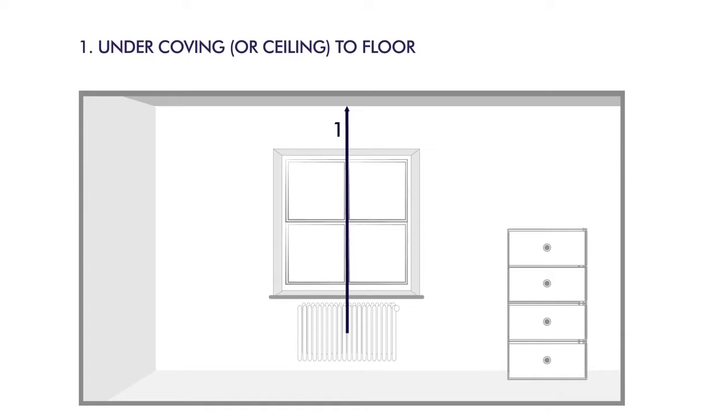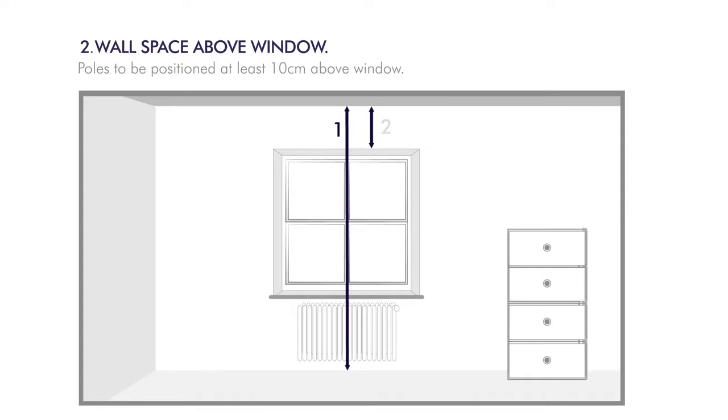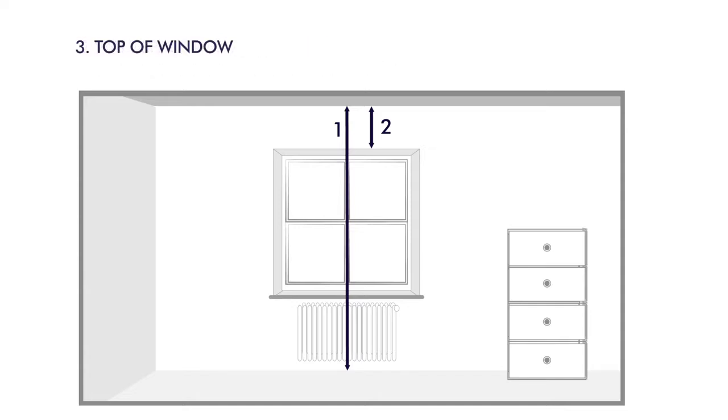1. Under coving or ceiling to the floor. To check for uneven floors, measure at each end and in the middle of the pole or track. 2. Wall space above window. This is from under the coving or ceiling down to the top of the window or architrave. This is where the hardware is normally fitted. It is important to remember the top of the curtain should sit above the window, therefore poles should be positioned at least 10 cm above the window.